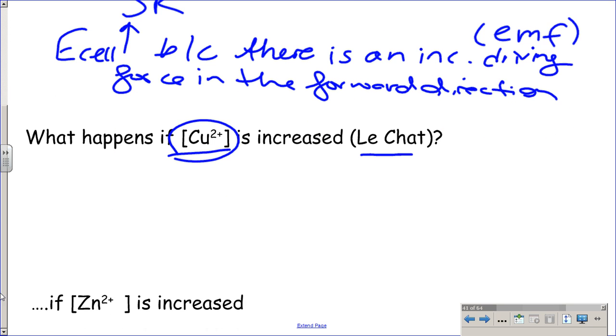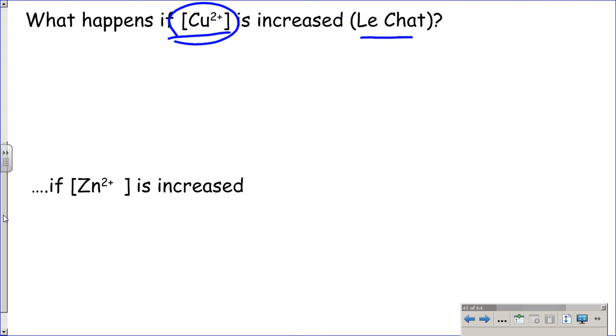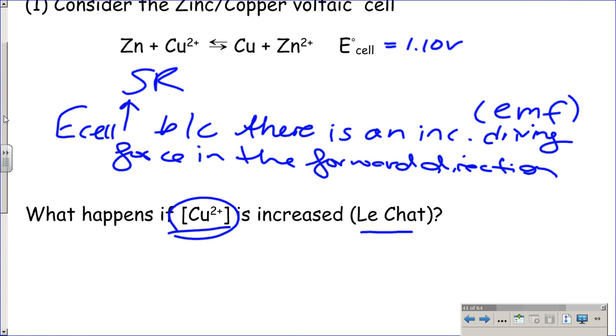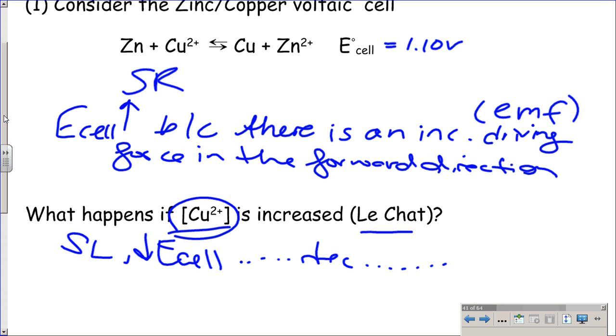All right, so then you should know this one. What happens if I increase zinc 2+? Okay. So shift left, decrease the E cell, and decrease in driving force in the forward direction. Okay, we're all talking about forward direction because galvanic cells are always talking about taking whatever we have here and making whatever we have here.